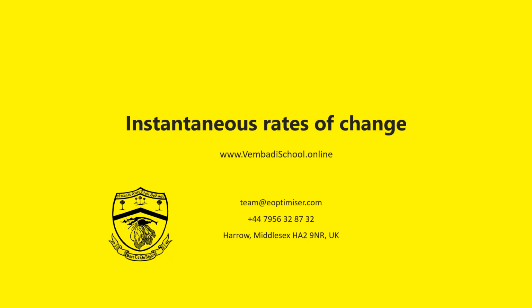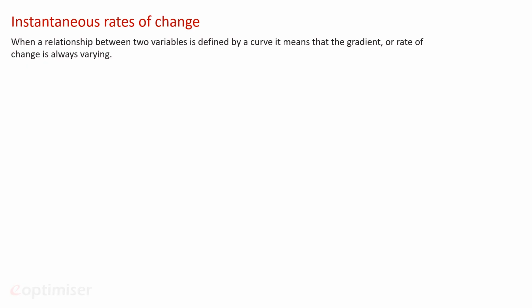In this lesson, we will learn about instantaneous rates of change. So if you draw a graph of the relationship between two variables, and if you get a curve, that means the gradient or the rate of change is varying.